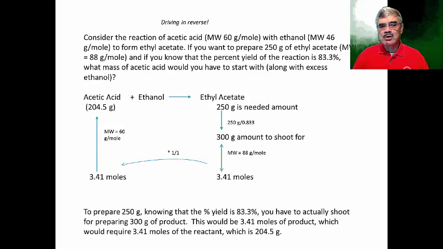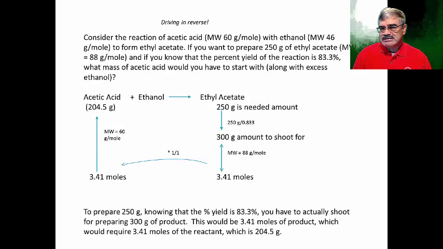And the question is, okay, how much of the first reactant, acetic acid, do you have to start with in order to form 250 grams of this product, ethyl acetate? So here we're going in reverse. But further in this problem, we add an additional wrinkle. We say that from your experience, you know that this reaction only occurs with an 83.3% yield, only an 83.3% success rate for whatever reason.